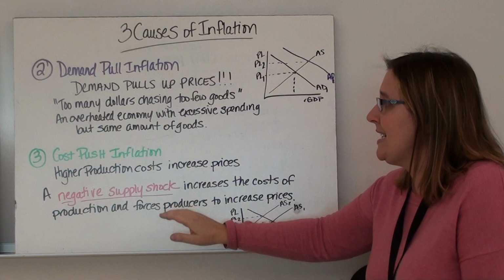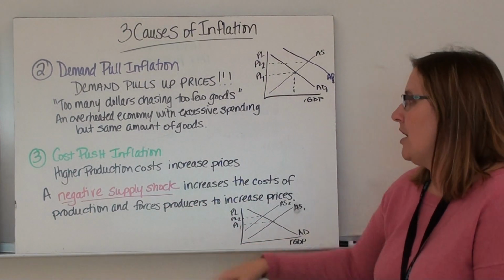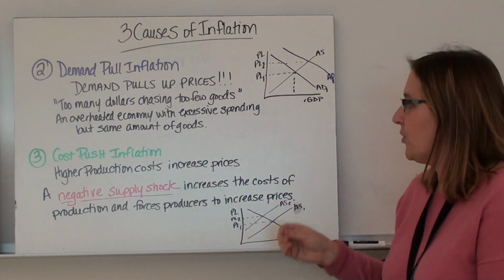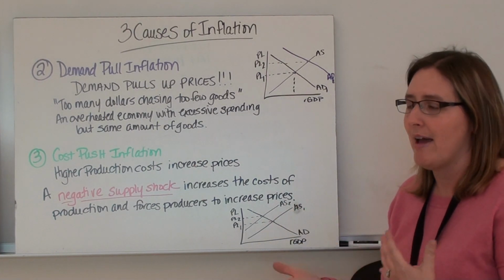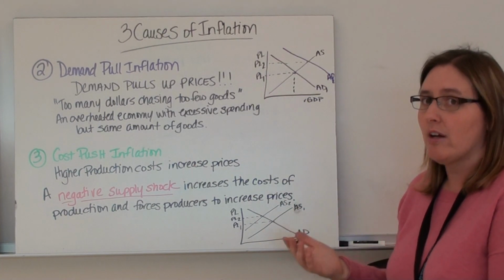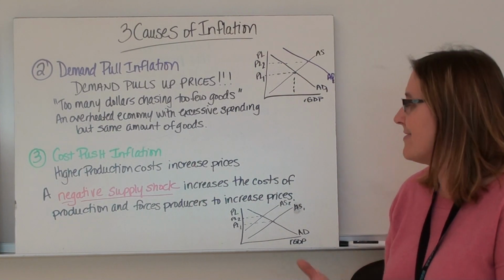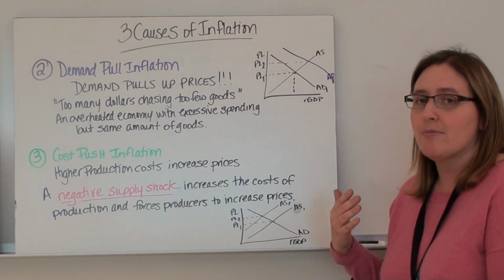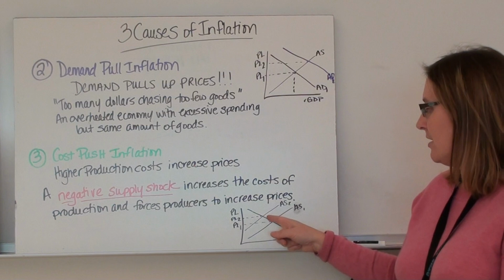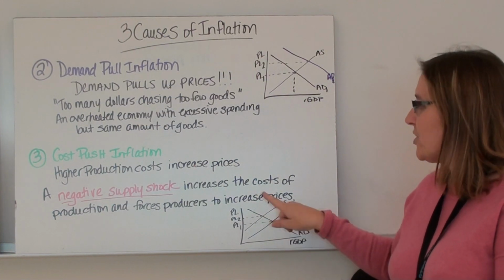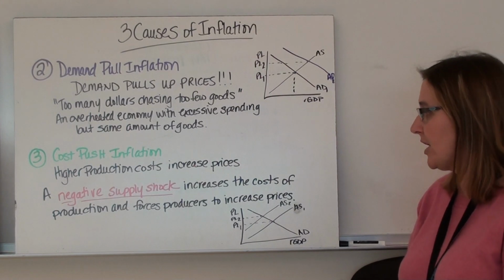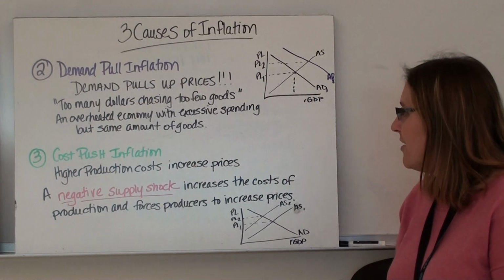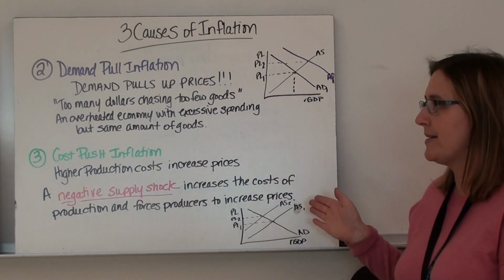And then the third reason is cost-push inflation. Higher production costs increase prices. So if it costs more to make shoes or it costs more to make computers, whatever it is, if oil is more expensive, that's going to push the supply backwards because it costs more to produce it, which also raises the prices. So a negative supply shock increases the cost of production and forces producers to increase prices.